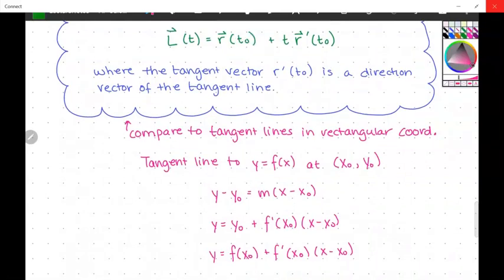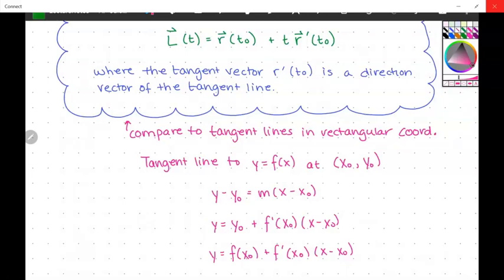Which is really the same thing that we have up here, the equation at the very top of the screen. So L is a parameterization of the tangent line. We have the position vector, r of t naught, which is just f of x naught. And then r prime of t naught corresponds to f prime of x naught, multiplied by your variable. It's the same thing, so you can remember it that way. It's just the same thing as what you have been doing.